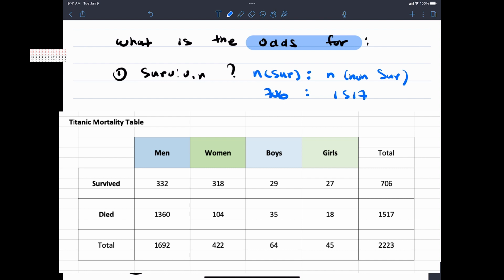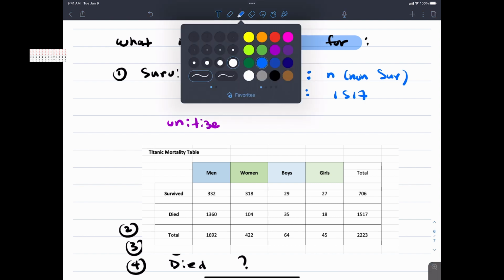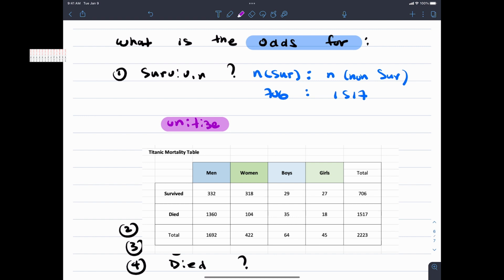However, I also want to say something about this. What's the best thing you guys can do for odds and ratios? Unitize them. Outstanding. Good job. So let's unitize the first number. You might say, what do I do there? Divide both by 706. The first number is easy, you get 1, but we're going to approximate the second to the hundredths.